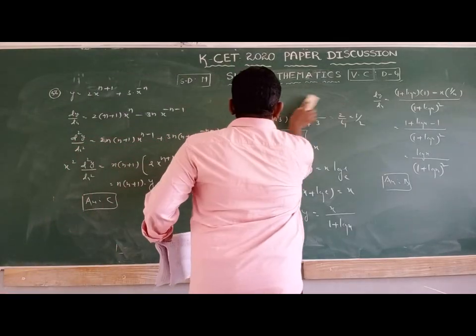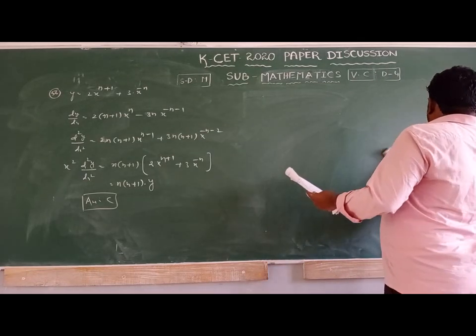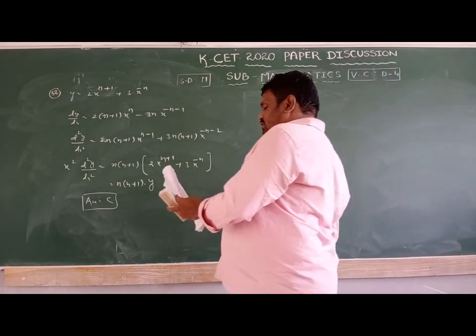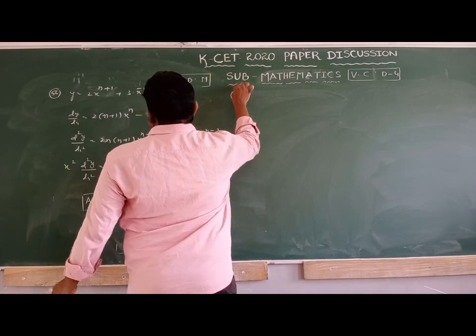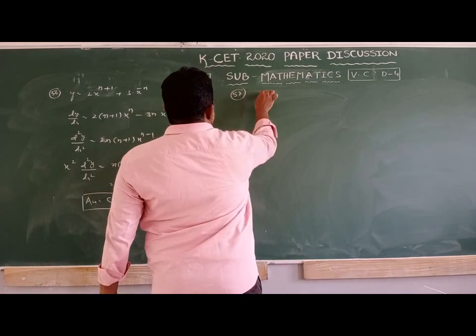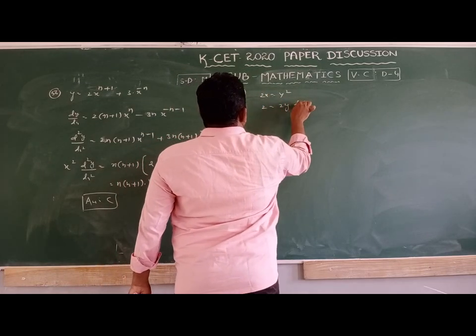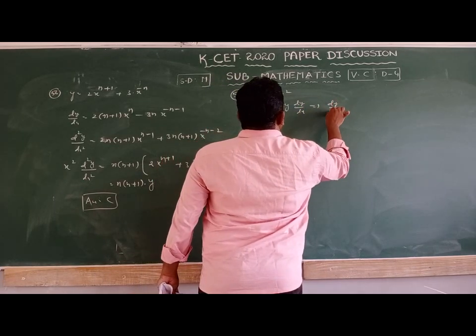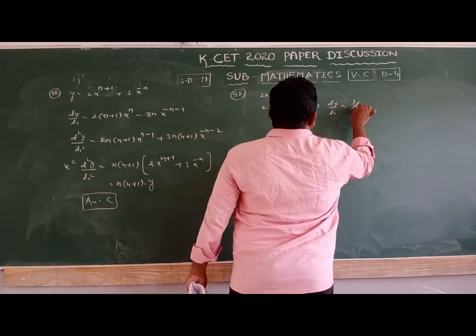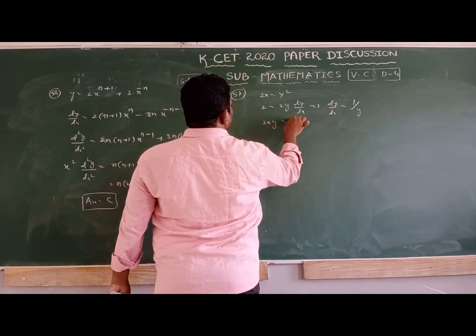Next, this is also a board question I think. Here, if you want to find the k square value, first we find the derivative. So the first curve given in 57 is 2x is equal to y square. So 2 is equal to 2y into dy/dx, which implies dy/dx is equal to 1 by y. That is the first one. Next, 2x into y is equal to k.